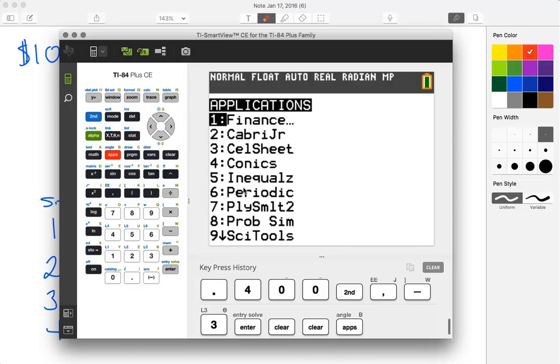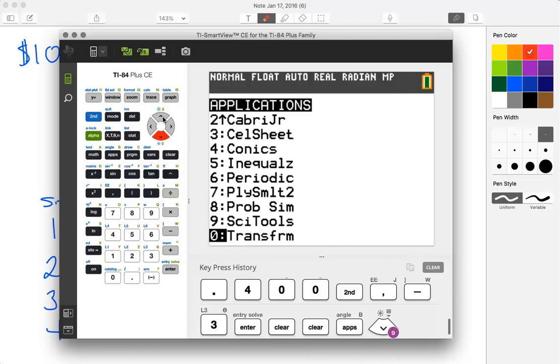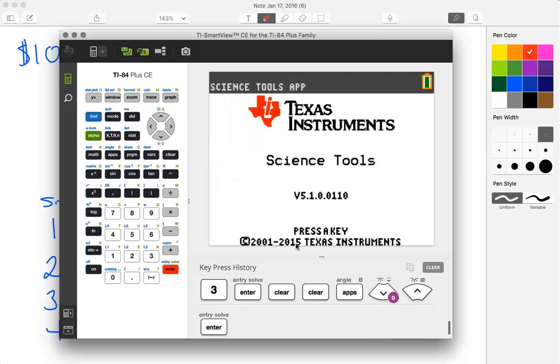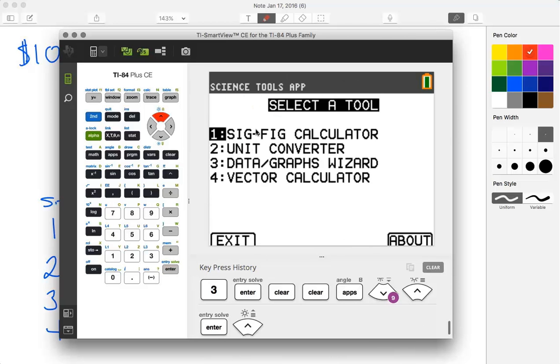Also, you should note that many of the TI calculators have an app in there that's under apps. I clicked apps to get to this menu, and if you click down here, you go to the scientific tools. You can hit the number 9. There's an app here, which I'll go up a little bit. I'm going to hit enter, and this is exactly what your screen will look like.